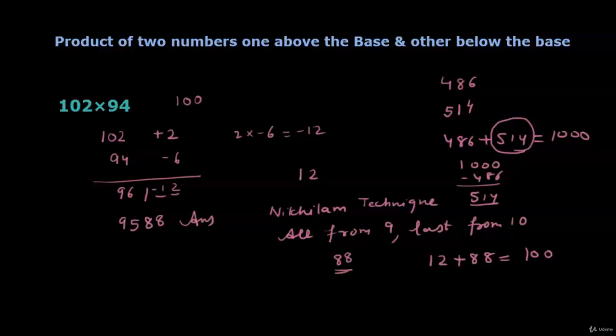In order to understand well, let's try a few more problems. Now here we have to multiply 106 and 93. The first number is above the base 100 and the second number is below the base 100. So this is plus 6 and this is minus 7. Now the first part of the number we can find by either adding 6 to 93 or subtracting 7 from 106. Both ways we are getting 99. It's easy to add 6 to 93.